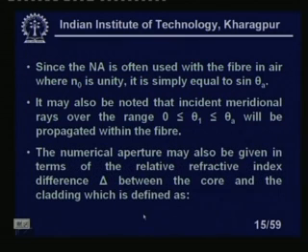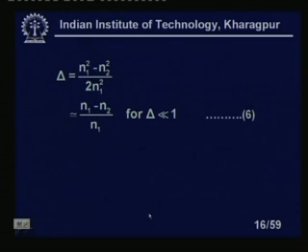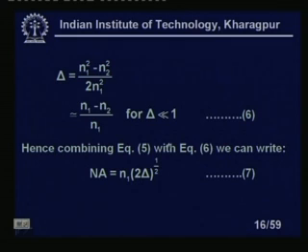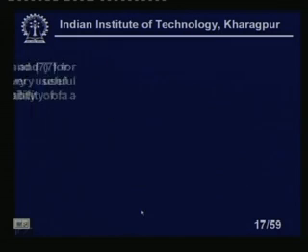The numerical aperture may also be given in terms of the relative refractive index difference delta between the core and the cladding, which is defined as delta equal to (n1 square minus n2 square) by 2 n1 square. Which we can write as (n1 minus n2) by n1 for delta less than 1, equation number 6. Hence, combining equation 5 and equation 6, we can write that numerical aperture equal to n1 (2 delta) to the power half, which is equation number 7.